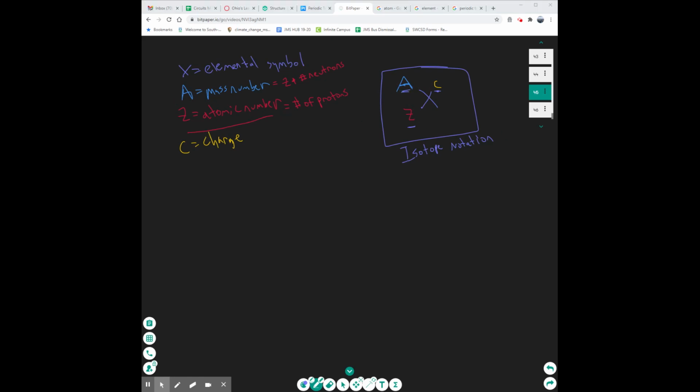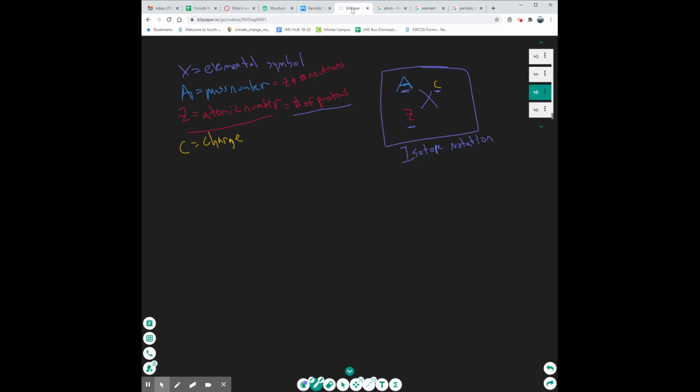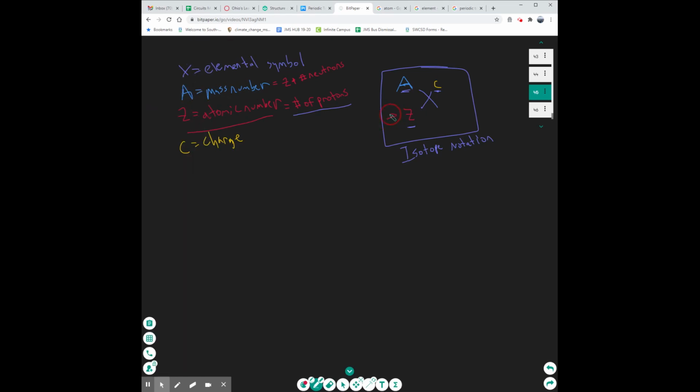Now, the cheat code for this is that the Z, the atomic number, is literally just telling you how many protons there are. So if we go back to our periodic table and we look at an atomic number, hydrogen's atomic number is 1, which means it has 1 proton. Helium's atomic number is 2, which means it has 2 protons. Iron's atomic number is 26, which means it has 26 protons in its nucleus, right? So whenever we see an atomic number, we know exactly how many protons there are, and that's what goes here in the bottom. Okay, so this bottom left number is how many protons there are.